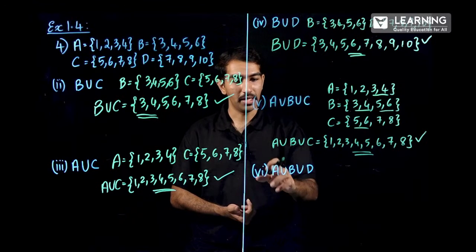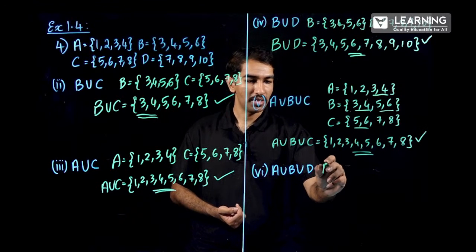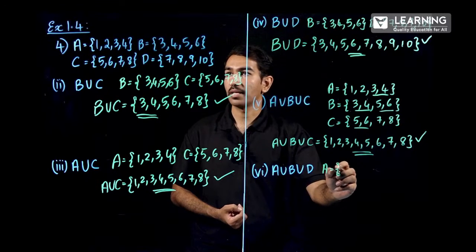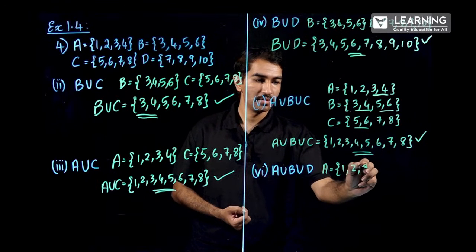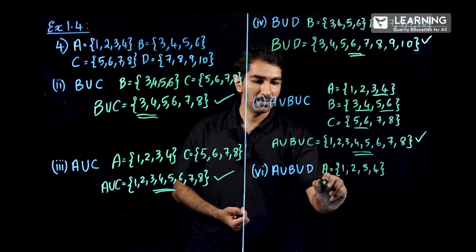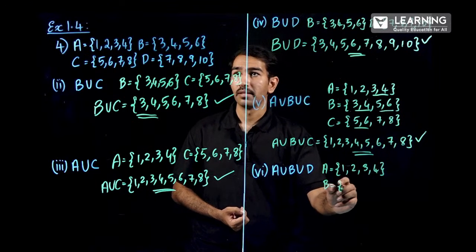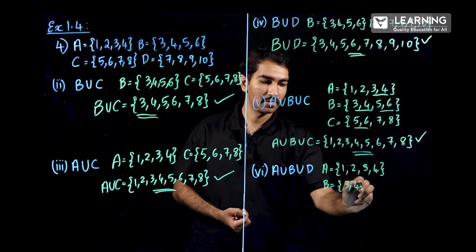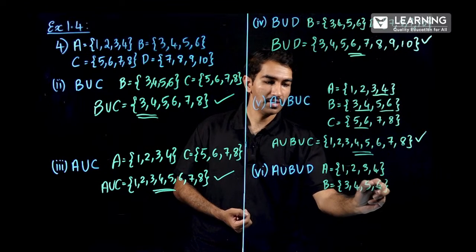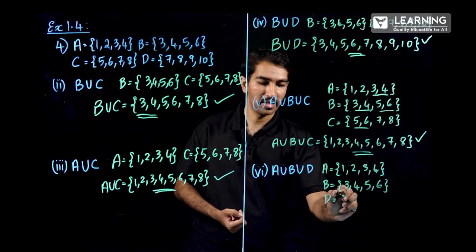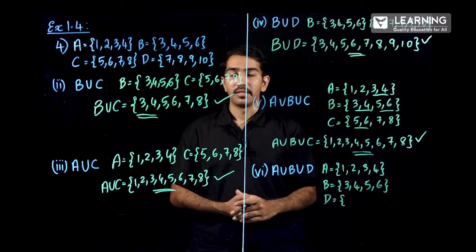Moving on to the next one, A union B union D. So what is A again? A can be written as 1, 2, 3, 4. B can be written as 3, 4, 5, 6. And D can be written as 7, 8, 9, 10.